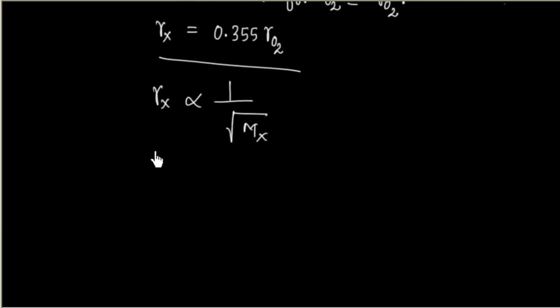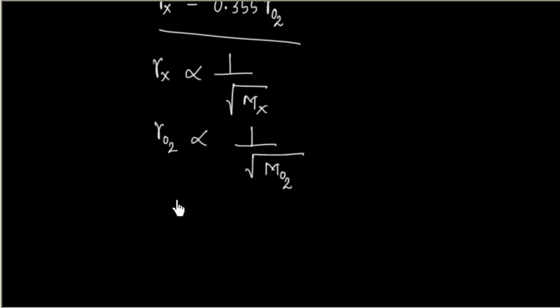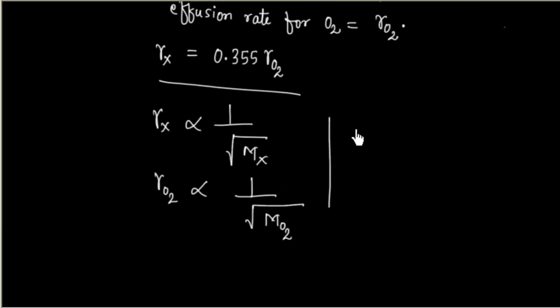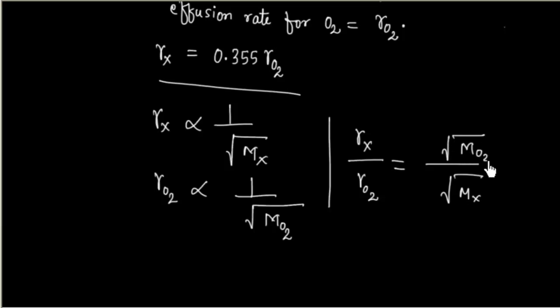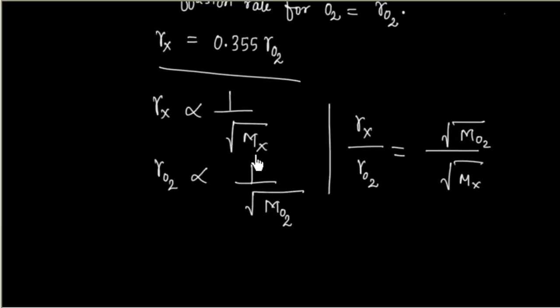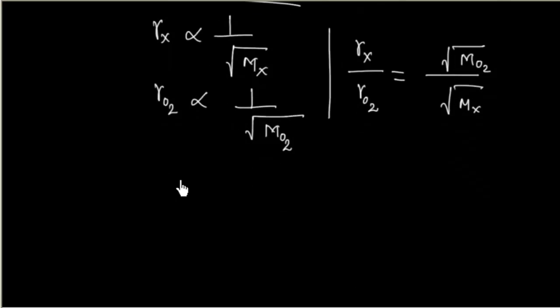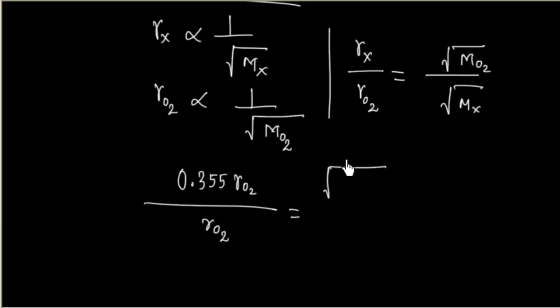So I can apply it for oxygen also. So this is proportional to 1 by the square root of the molecular mass of O2. If I divide these two equations, I will have Rx by RO2 equals the square root of the molecular weight of oxygen on the top, over the molecular weight of X. And Rx is nothing but 0.355 times RO2, divided by RO2.